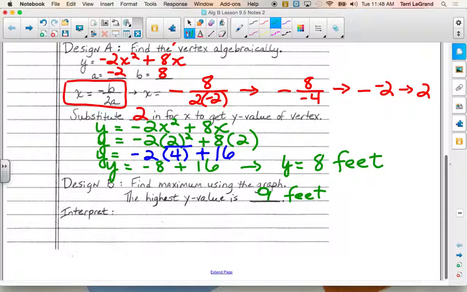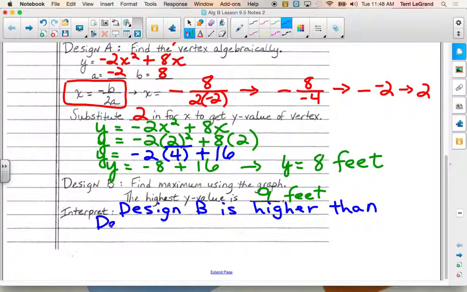So let's start like how Matt started. He said design B is higher than design A. And let's even be more specific. We only have one problem to do. We can do this. By how much? By 1 foot. Design B is higher than design A by 1 foot.